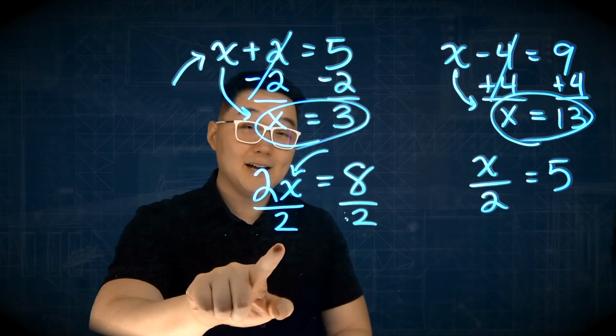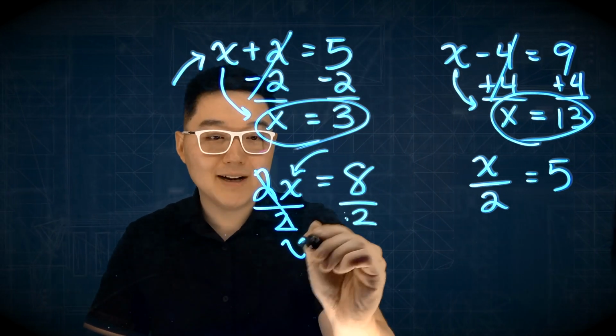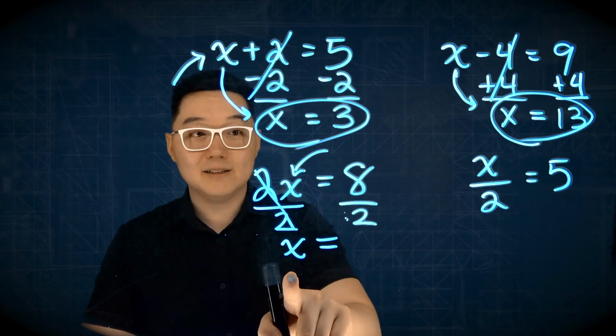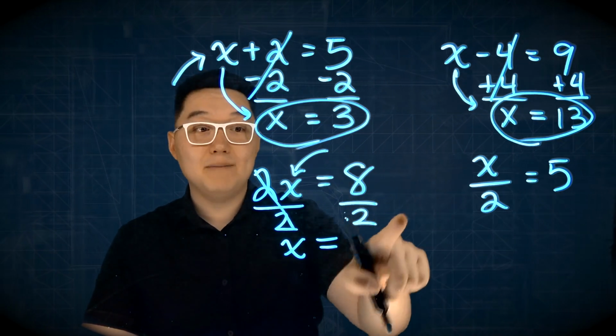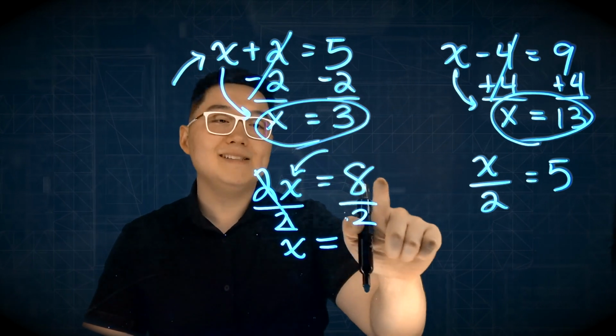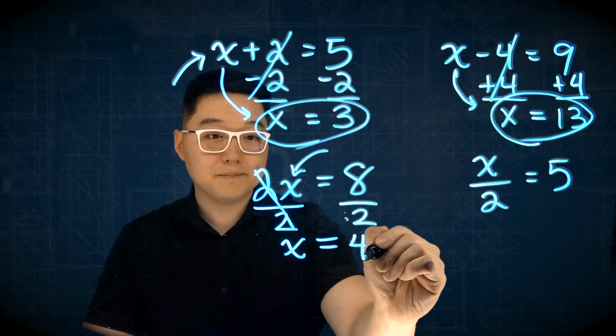To divide that by 2 is actually just 1. So we only have 1x left because 2 divided by 2 is 1x. So again, we have to divide by 2 on the other side as well to keep the equation balanced. So what is 8 divided by 2? 8 divided by 2 is in fact 4.